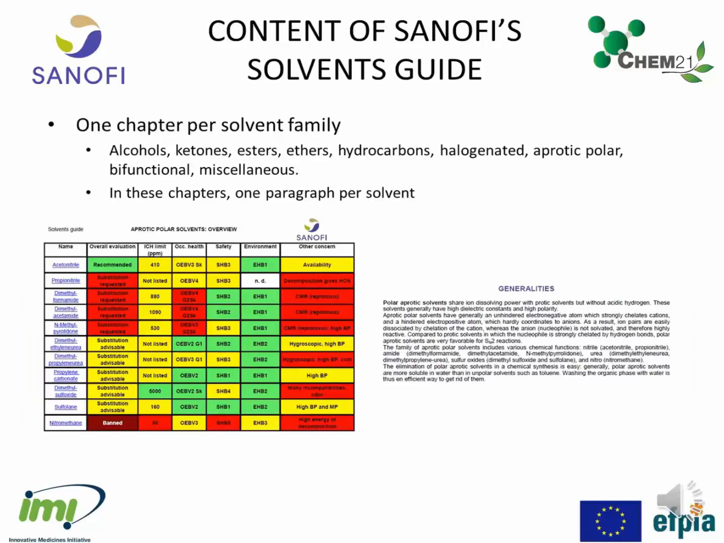Sanofi's guide contains 9 chapters, one for each solvent family: alcohols, ketones, esters, ethers, hydrocarbons, halogenated, aprotic polar, bifunctional, and miscellaneous, that is acids and bases. In each of these chapters, here the aprotic polar, a paragraph gives an overview of the whole family, as both a table and a text.